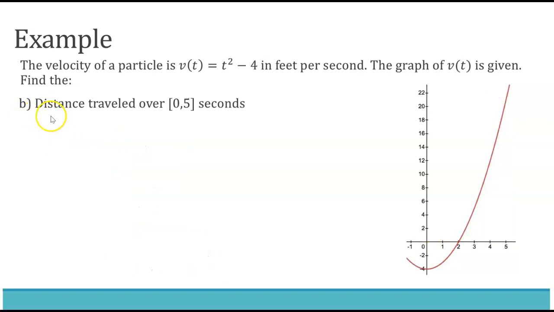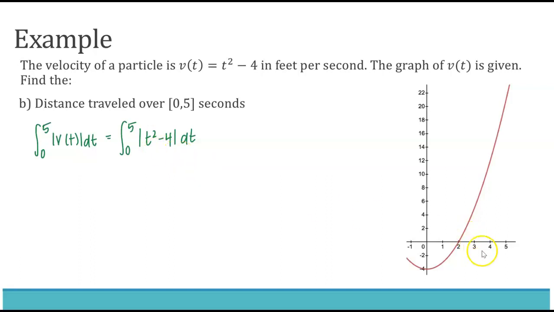Now for part B, we want to calculate the distance traveled over 0 to 5 seconds with that same velocity function. Our integral setup goes from 0 to 5 of the absolute value of v of t dt. So we have the integral from 0 to 5 of the absolute value of t squared minus 4 dt. Now, unfortunately, what we cannot do is ignore the absolute value bars. Sometimes students want to just pull them to the outside, calculate the integral ignoring them, and then make the final answer positive. We can't do that. It doesn't work.